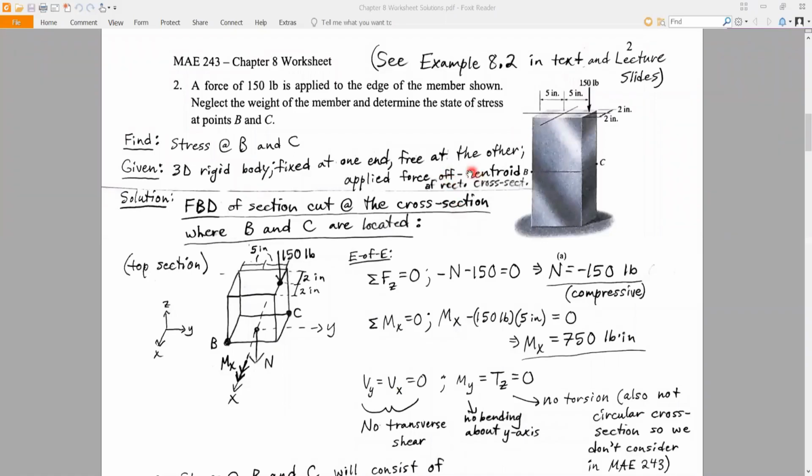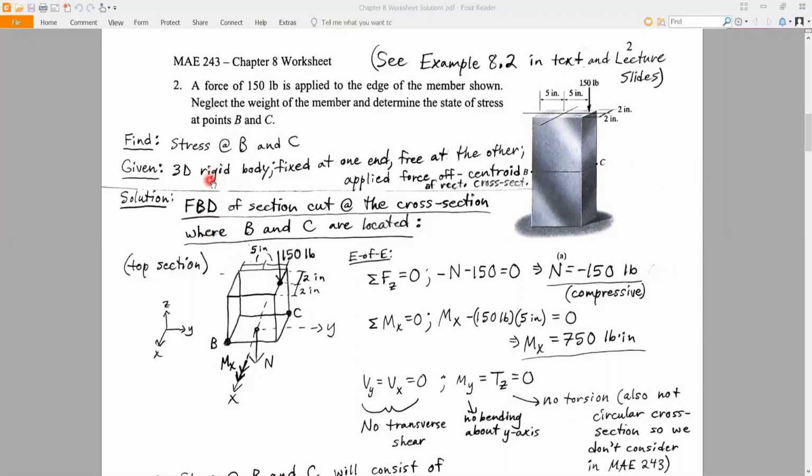All right, so for Chapter 8 worksheet problem number 2, we have this rectangular prism here, and there's a force of 150 pounds applied to the edge of the member as shown, and we're told to neglect the weight of the member and to determine the state of stress at points B and C. B is over here on this corner, C is over here, and since it's fixed at one end and free at the other, what we're going to do is analyze this in a more simple way.